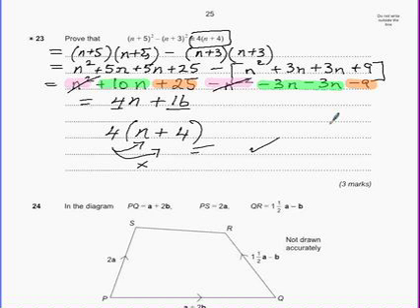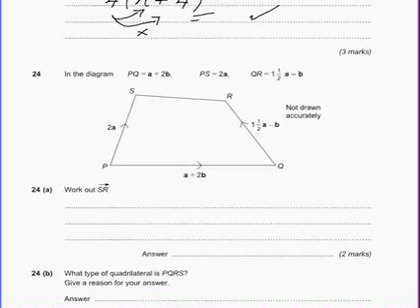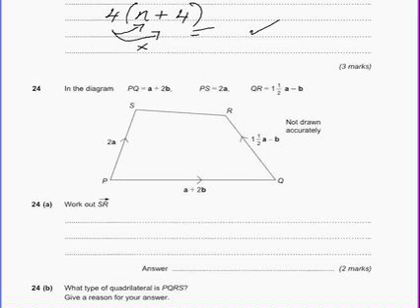Let's move on to question 24. Question 24 is about vectors, and what we need to do is prove something which I'm going to comment on in part B. Now, let's read the question. It says in the diagram, PQ is equal to a + 2b. So if I'm going from P to Q, the vector is a + 2b. If I'm going from P to S, the vector is 2a. So P is here, S is there, so this vector here is 2a.